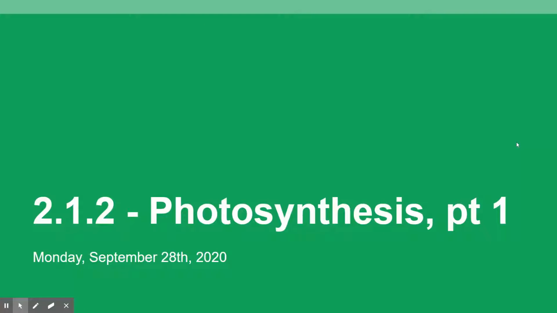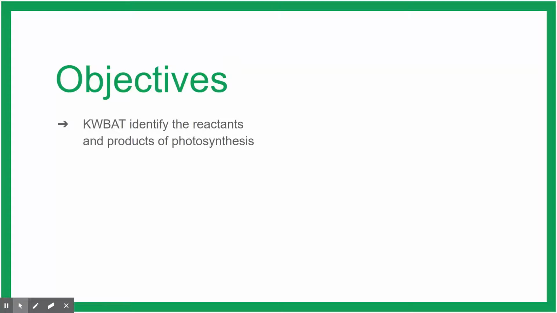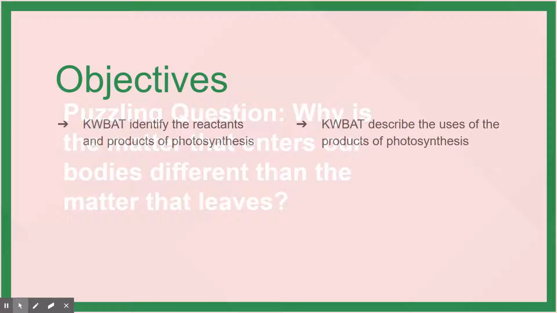Today's lesson is 2.1.2, and it's called Photosynthesis Part 1. And today is Monday, September 28th of 2020. And we have two objectives today. The first objective is that Knights will be able to identify the reactants and products of photosynthesis. And the second is that Knights will be able to describe the uses of the products of photosynthesis.